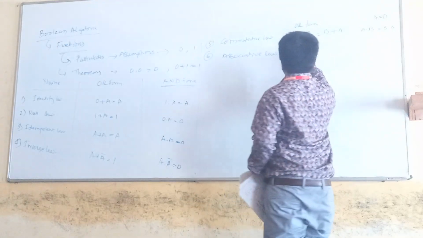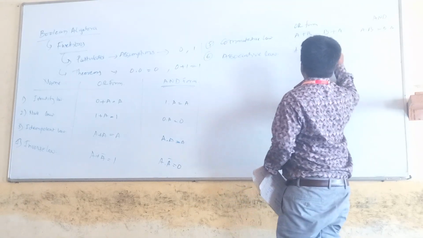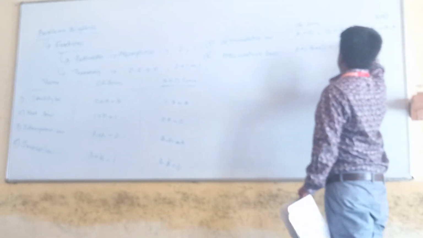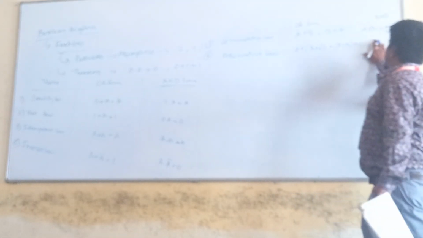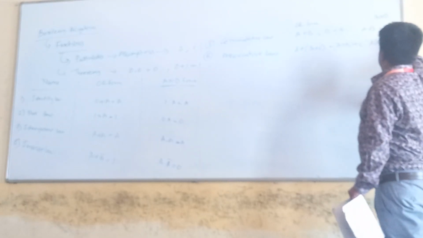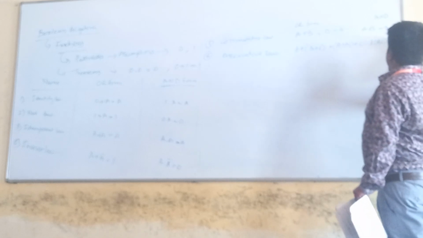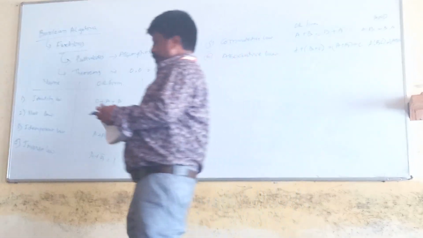Associative law deals with three variables: a plus b plus c. You can also write a plus b, plus c. This is what I call the associative law. You can also write the dot form: a dot b dot c equals a b c. Is it clear?